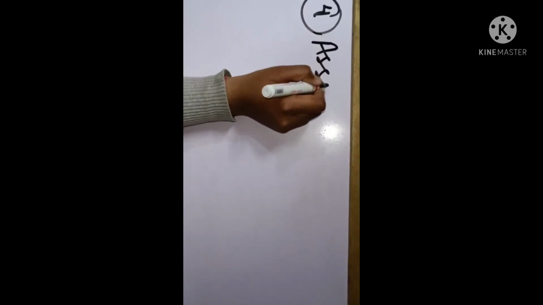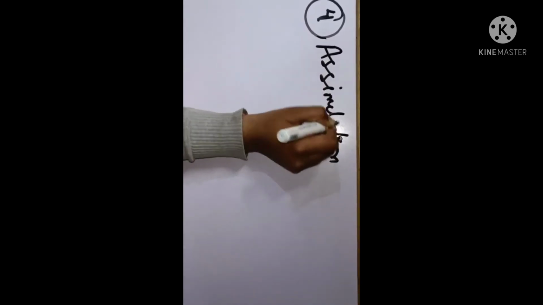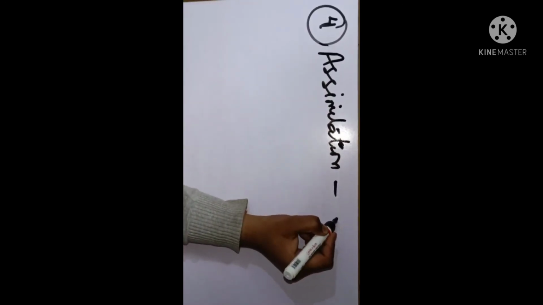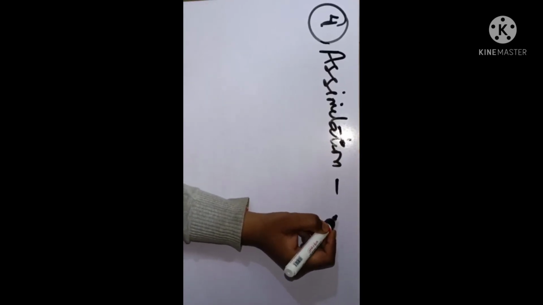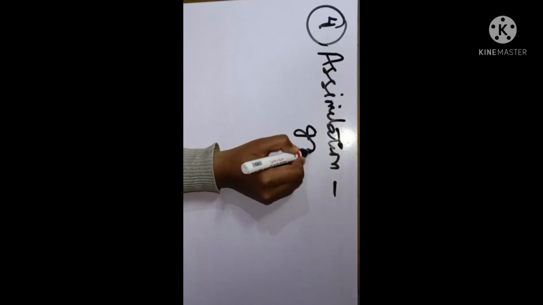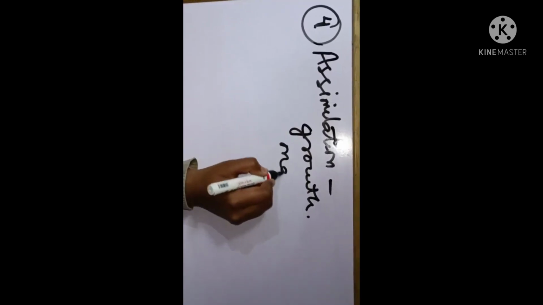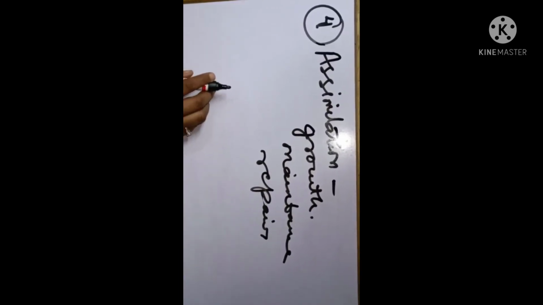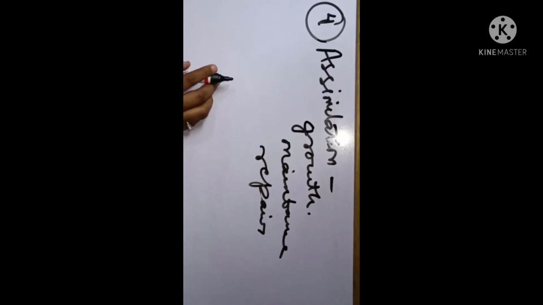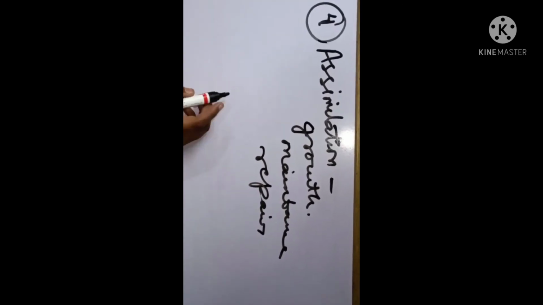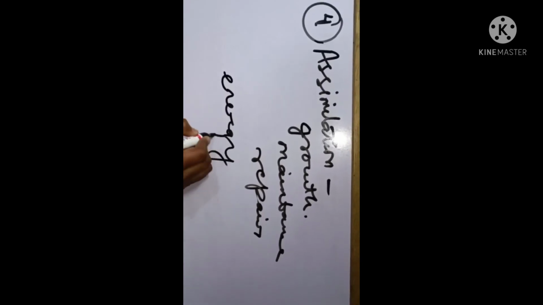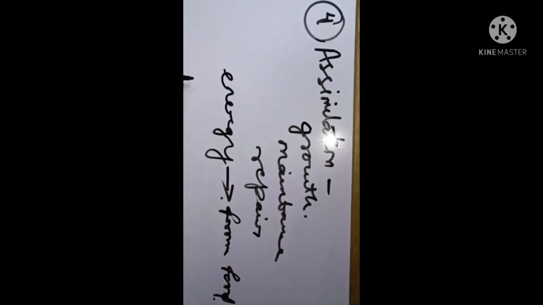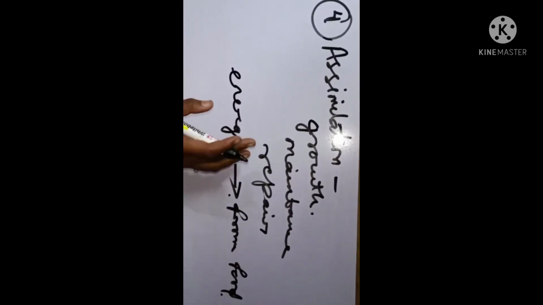Next process is assimilation. Whatever food is digested by the body is used by the body of amoeba as it becomes a part of the cell. It is used in the growth, maintenance, and repair of the body. So from the food obtained by digestion, the energy is obtained. Actually, assimilation is the process of obtaining energy from food. The energy is obtained from the food and then is used by the body of amoeba.